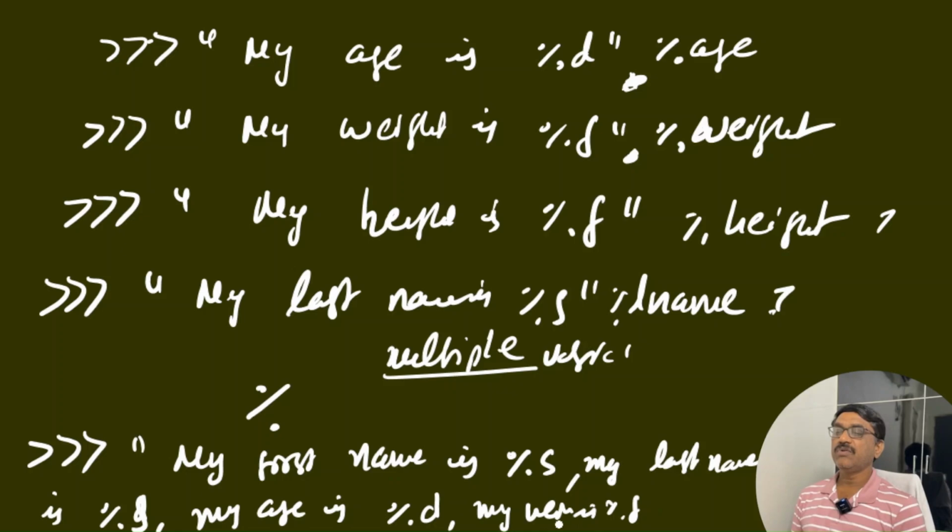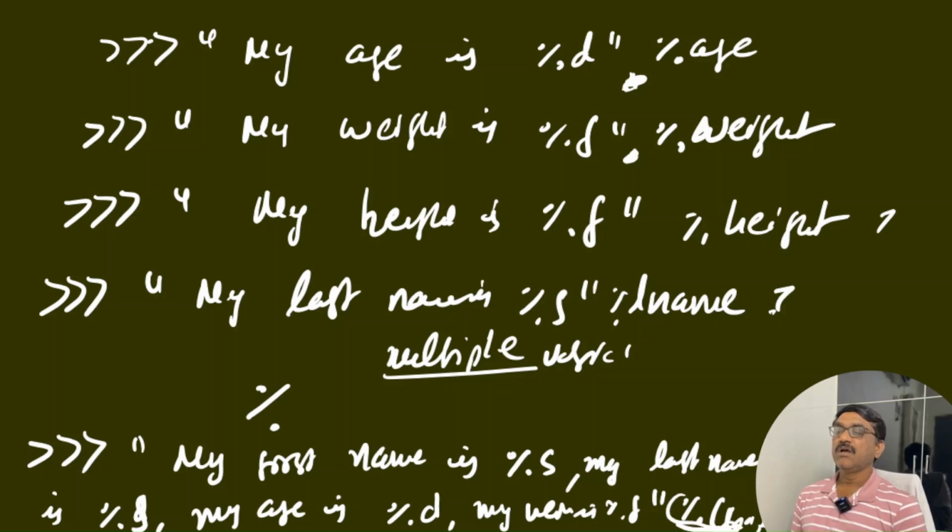Now, assume that I want to take only up to weight, and you close double quotes. After this, you write only one percentage symbol. After this, you mention the variable names, like here you write first name, comma, last name, comma.